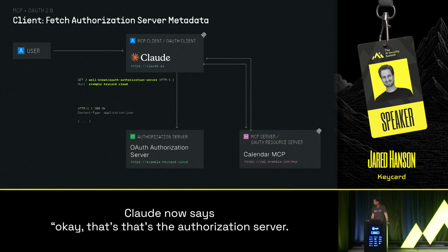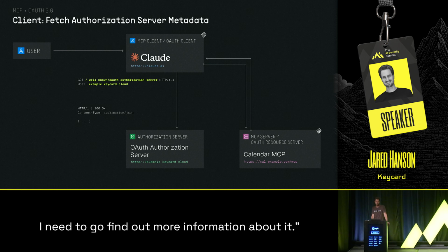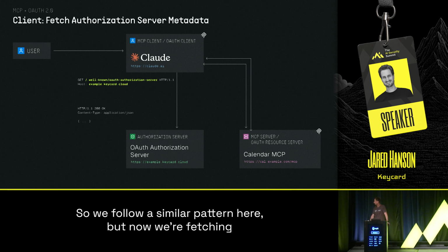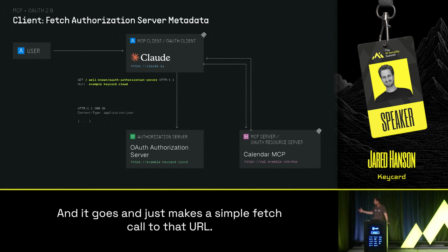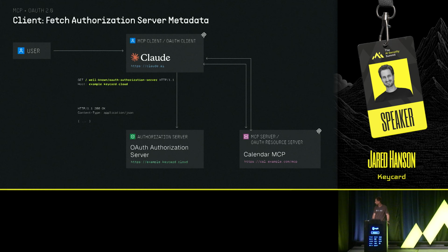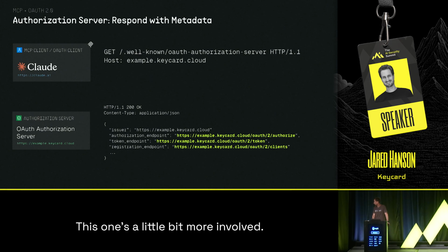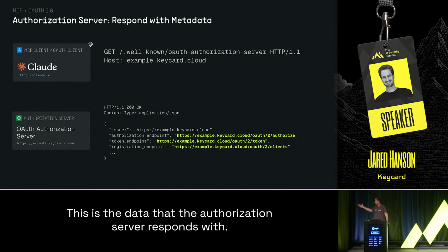Claude now says, OK, that's the authorization server. I need to go find out more information about it. So we follow a similar pattern here, but now we're fetching authorization server metadata rather than resource metadata. And it goes and just makes a simple fetch call to that URL. This one's a little bit more involved. This is the data that the authorization server responds with.